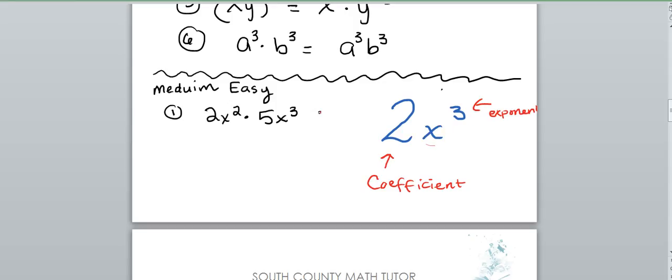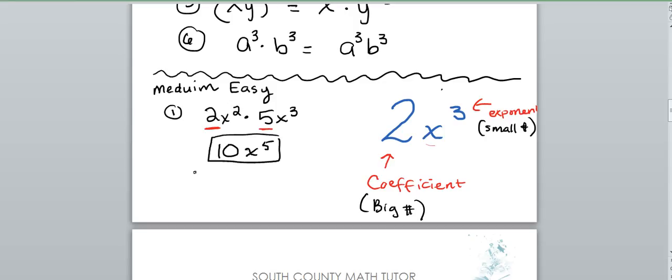Okay, so what you want to do when you have mixed problems like this is you multiply the coefficients. This is not new. This is what you've always done. When you see numbers, I call it the big number. Coefficient is what I call the big number. Exponent I call the small number. Okay? Multiply the big number, 2 times 5, and add the exponents. x to the 2 plus 3, which is the 5th power.